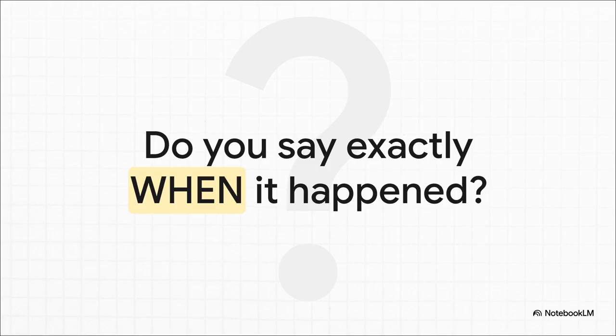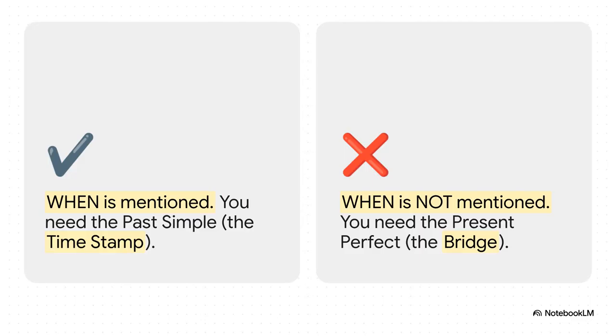In my sentence, am I saying when this thing happened? Am I mentioning a specific, finished time? Your answer to that question tells you exactly which tool to use. Let's just break it down to its simplest form. If your sentence mentions when, you need the timestamp. If it doesn't mention when, you need the bridge. Let's see how this works with some real examples.